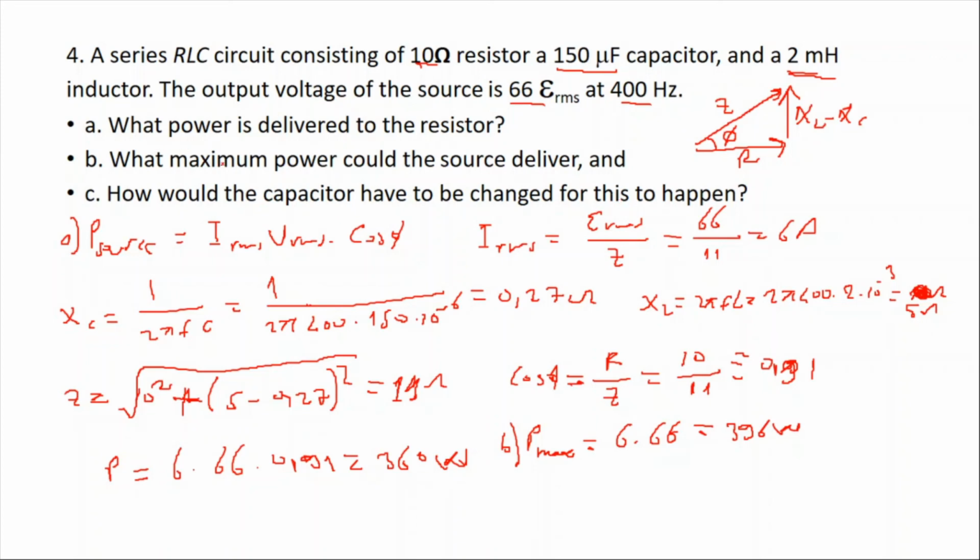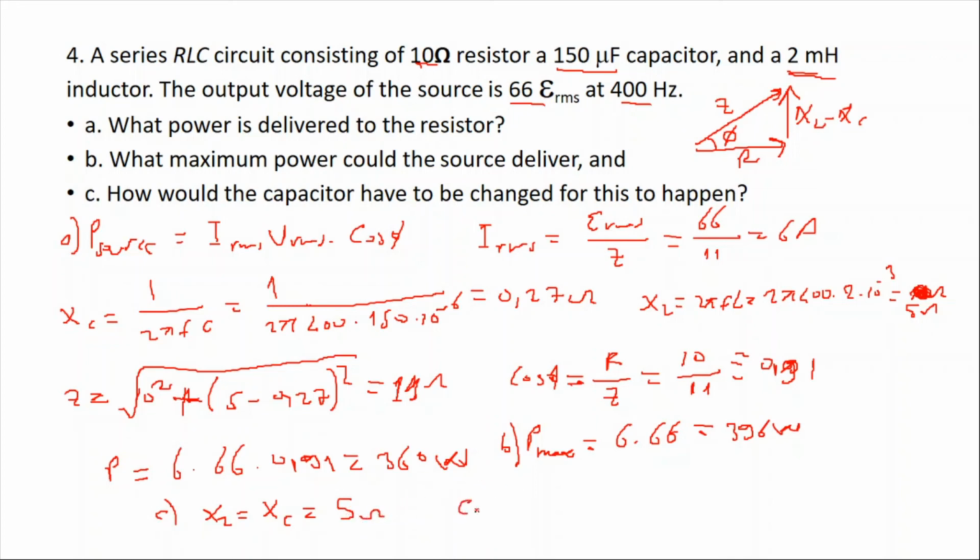Finally, how would the capacitor have to be changed for this to happen? For the maximum power, the XL and XC, I mean the capacitive and inductive reactances, should be equal to each other. So then we can write XL must be equal to XC, and we know that XL was equal to 5 ohms. And then if they are equal to 5 ohms, what should be the value of the capacitance so that its capacitive reactance is also 5 ohms?